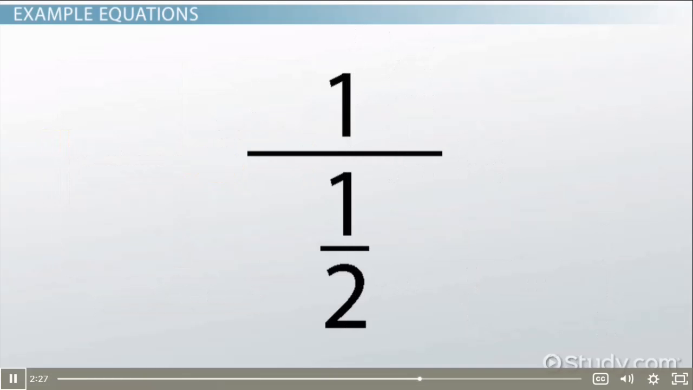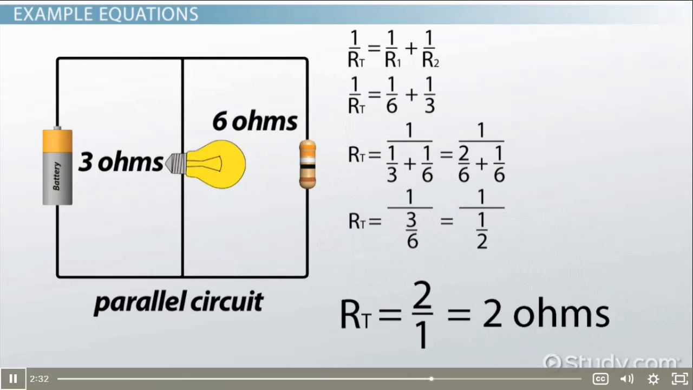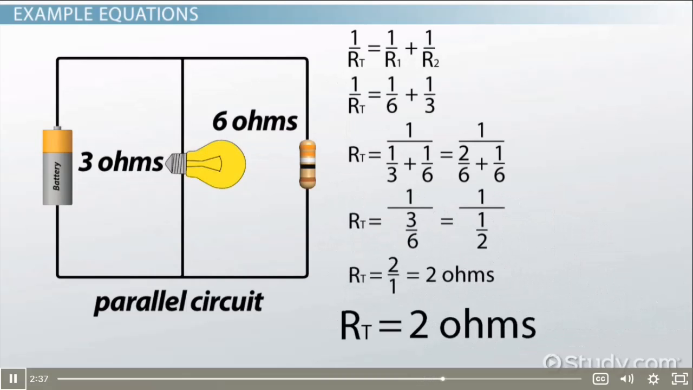When you take the reciprocal of a fraction, you just flip the fraction. So that gives us a total resistance of 2 over 1, which is 2 ohms. So the total resistance is 2 ohms.